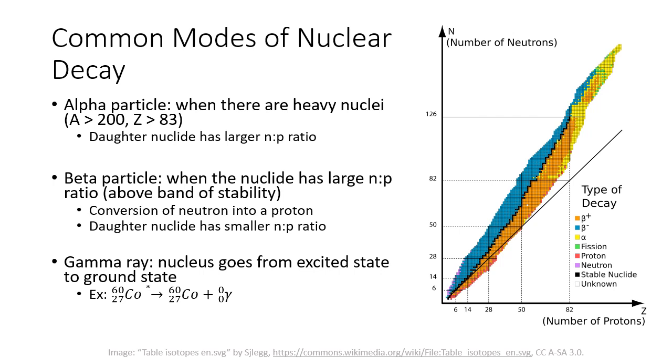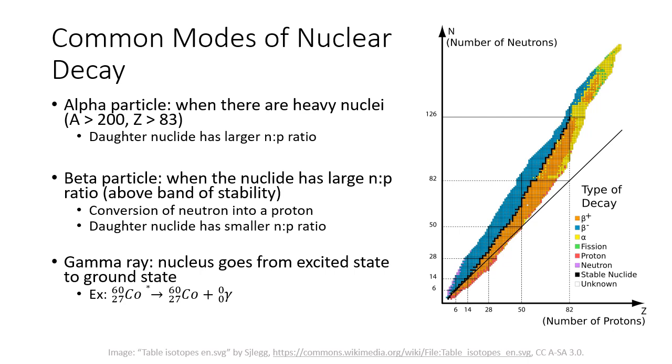Beta particles are emitted when the nuclide has a large neutron to proton ratio and therefore is above the band of stability. The emission of a beta particle results in the conversion of a neutron into a proton. So the daughter nuclide therefore has a smaller neutron to proton ratio than the parent. Blue is the color of beta decay on our band of stability graph. And as you can see, blue is above the band of stability, and once the beta decay happens, we'll move closer to the band of stability.